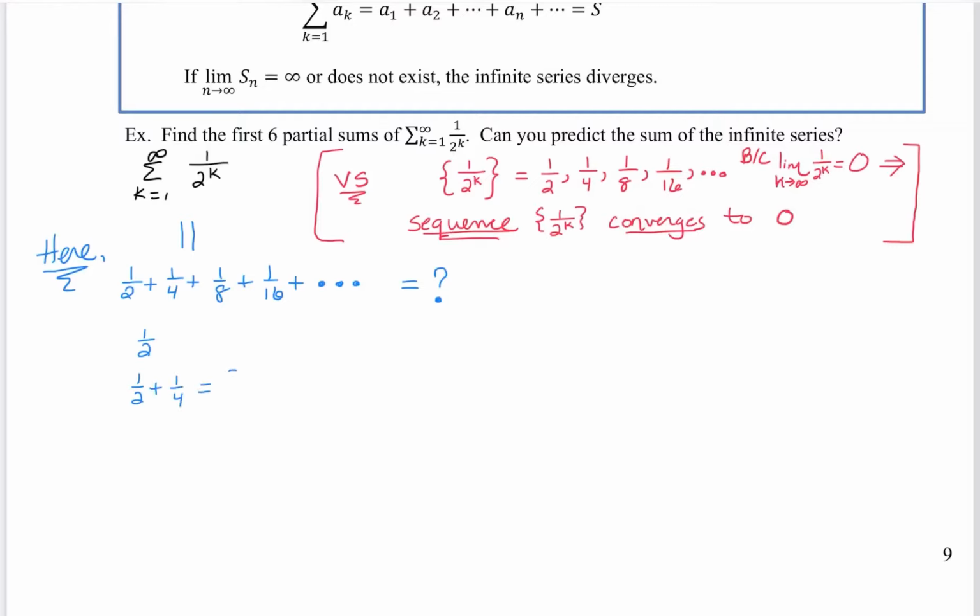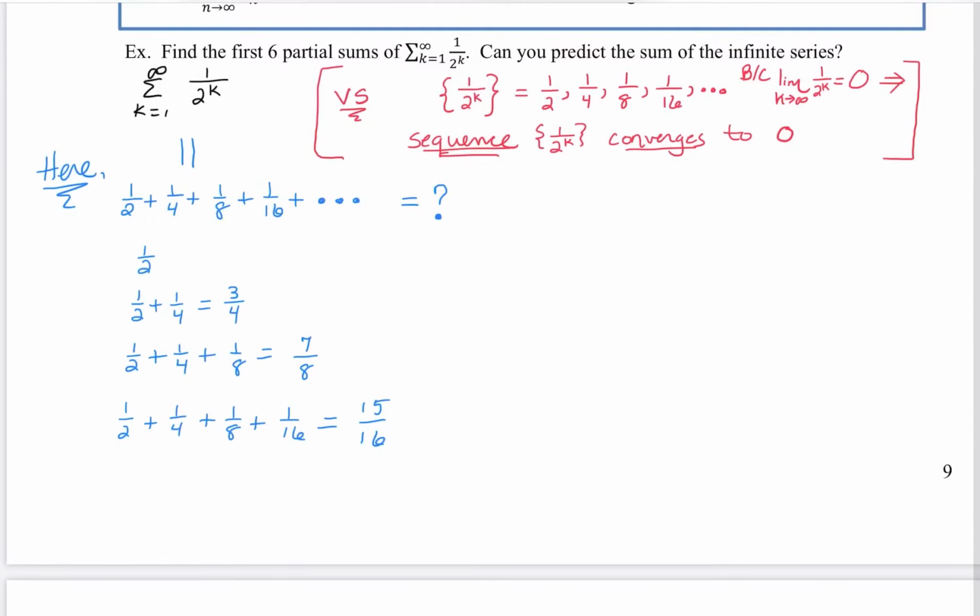Okay, well that would put me at 3/4. So if I add up the first two terms in my calculator, what happens if I add up the first three terms? That ends up being 7/8. What happens if I go to the first four terms? Well, that ends up giving me 15/16.